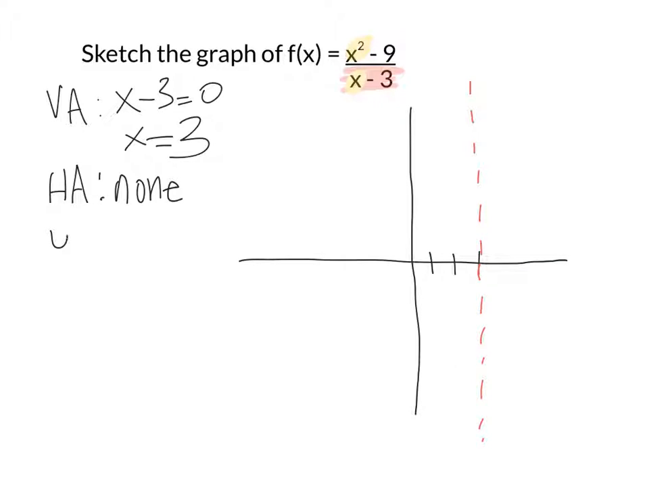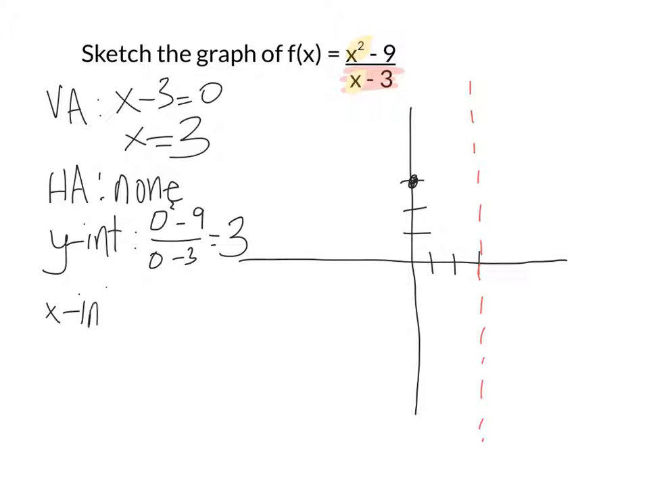So now we're going to figure out the y-intercept, where this thing will cross our y-axis. To do that, we plug in 0 everywhere for x. So 0 squared minus 9 over 0 minus 3 becomes a positive 3. So our graph will cross our y-axis at positive 3. And finally, the x-intercept, that we do by solving the numerator. So x squared minus 9 equals 0. x squared equals 9. So x is positive 3 and x is negative 3.